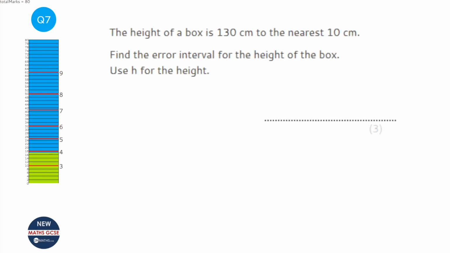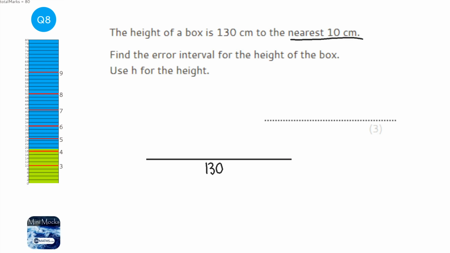Okay, the way of doing this question is to do a quick number line. Now we're going to put 130 in the middle. It's the nearest 10, so I'm thinking what would the next one down be? Well, if we had slightly less, if we had 128, it would still round to 130. So the next one down that it could have rounded to is 120, and the next one up it could have rounded to is 140.